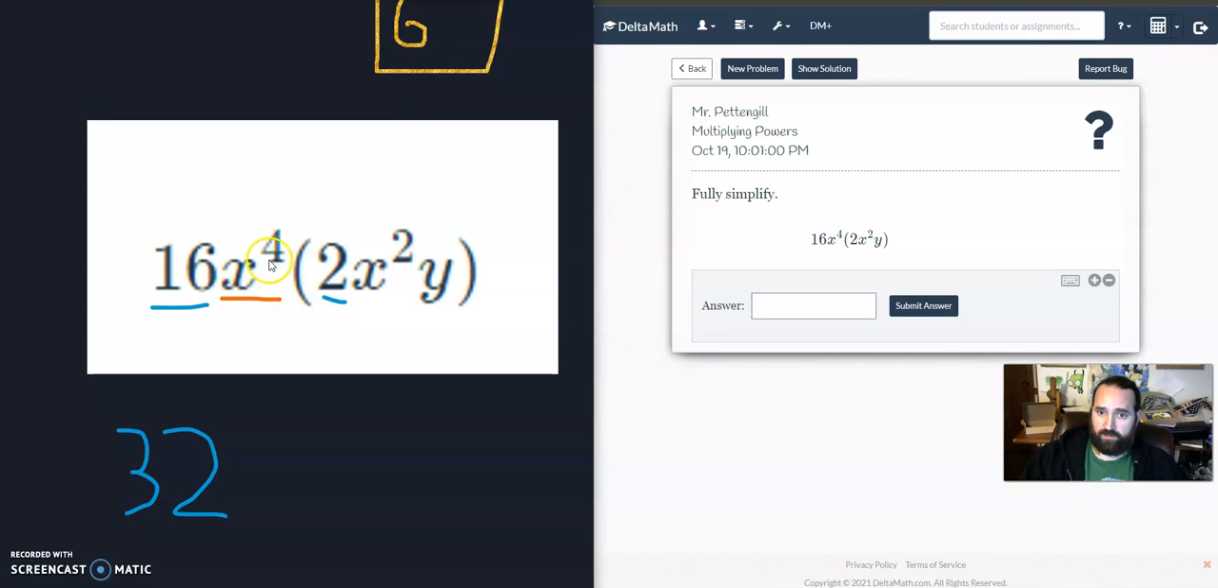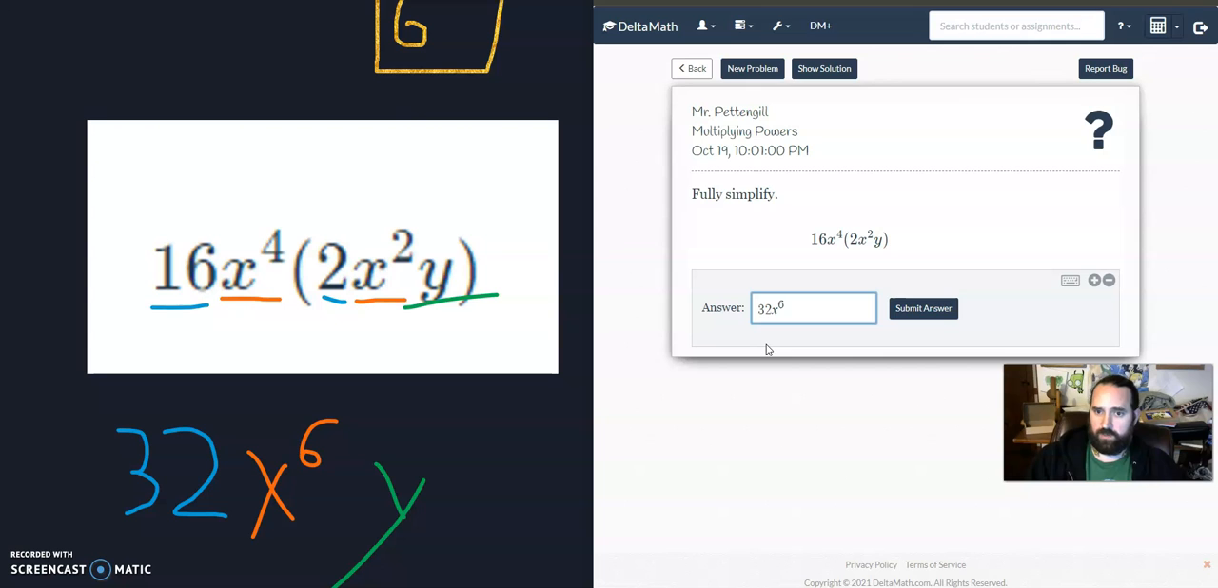Next, I'm looking at my x to the 4th. I have an x in here. They're x's, the same base. 4 and 2 is going to give me an exponent of 6. No y's on the outside, but there's a y on the inside. I can't just ignore it, so I'm going to use the y on the inside. Y. So just 32, x to the 6th, y.